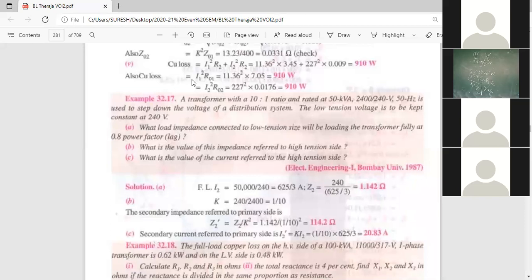See, in the first case he is getting 910 watts. In the second case also he is getting 910 watts. The same answer you will get. We can use any of the formulas: either separately calculate I1 square R1 plus I2 square R2, or use the equivalent resistance R01, I1 square into R01. We'll get the same answer. If you have any doubt in the copper loss, you can ask.